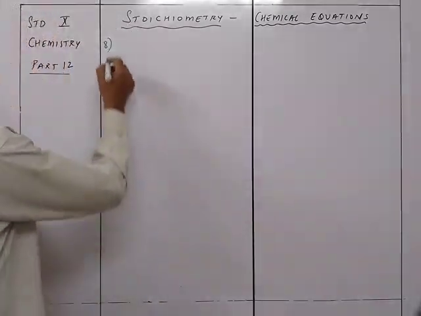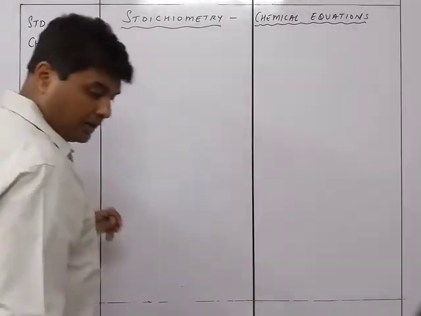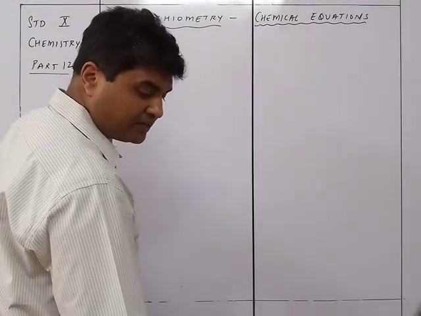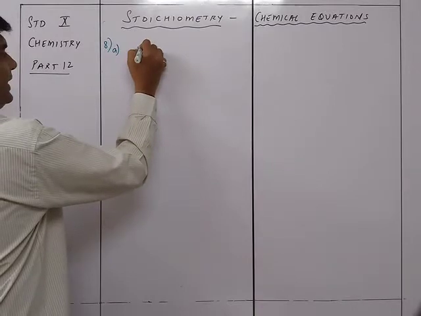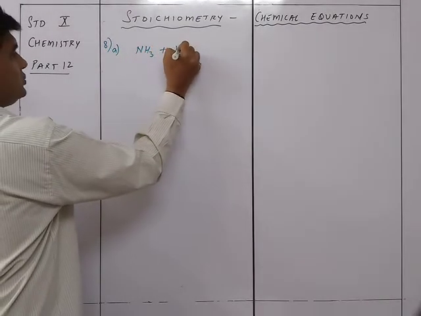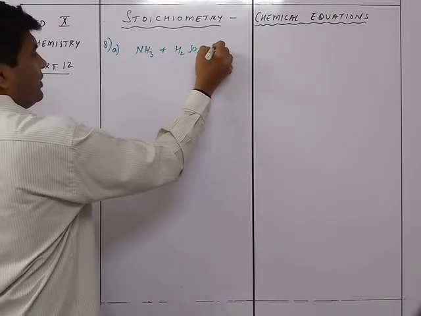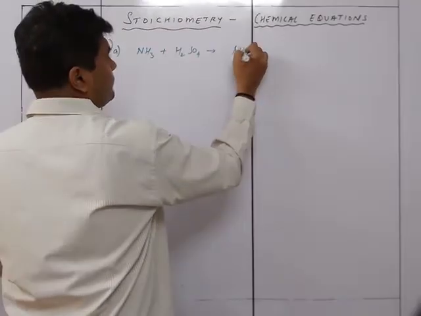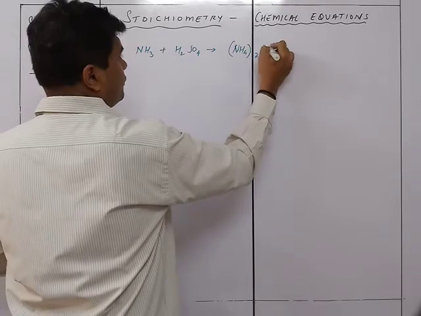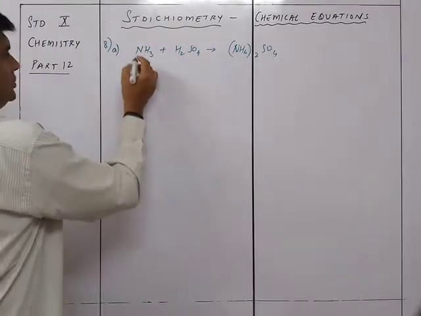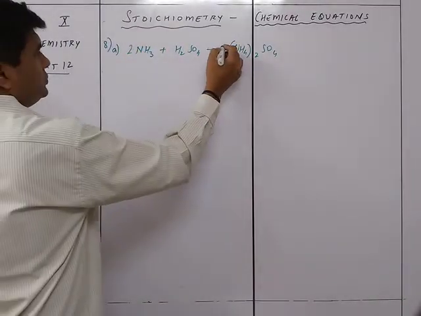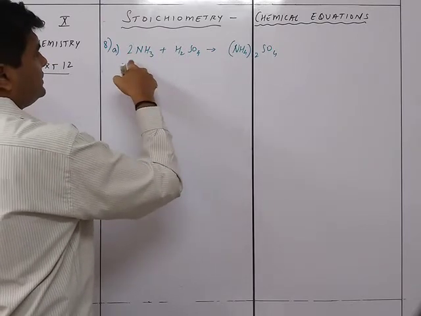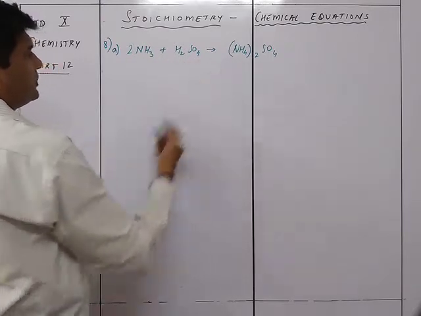So the first one, A part, is the weight of ammonia gas required for reacting with sulfuric acid. So it will be NH3 plus H2SO4 giving me ammonium sulfate, that is (NH4)2SO4. So this is 2 over here, and N2 H is 6, 7, 8 SO4. Yeah, this is it.